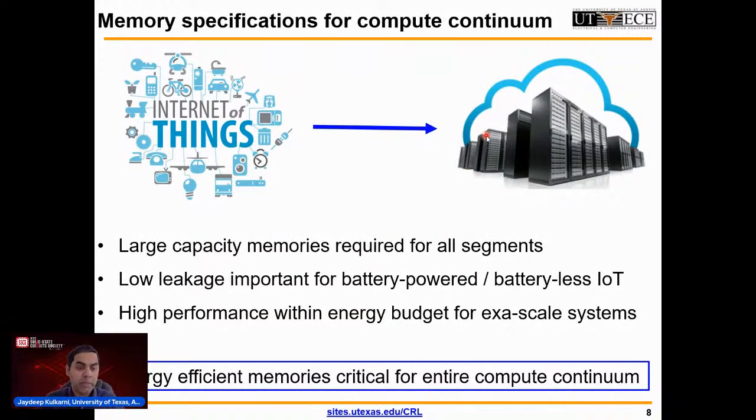So what does it mean for memory technology and memory design? How should we think about memory specifications across the compute continuum? Starting with the IoT segment all the way to the exascale computing systems and ML AI accelerators, one thing is clear: in a given form factor, large capacity memories are required across all segments. For example, IoTs are typically battery powered, or in some cases battery-less systems, so low leakage becomes an important consideration.